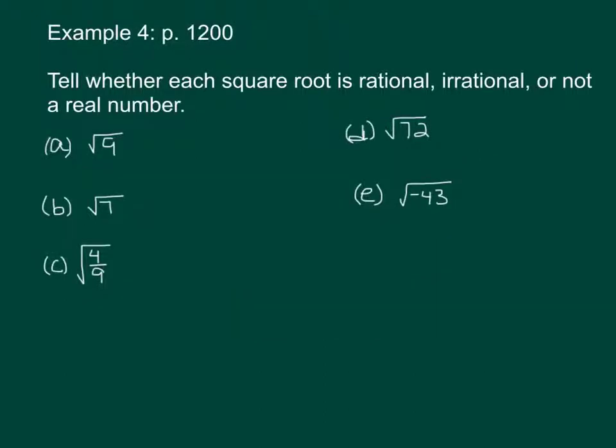Example 4, tell whether each square root is rational, irrational, or not a real number. So A, the square root of 9. Well, the square root of 9 is 3, which is rational. Remember, a rational number is anything you can write as a fraction. So if it comes out to a whole number 3, I can write it as 3 over 1. B, the square root of 7, it's not a perfect square, so it's not going to reduce to a whole number. So that one's going to be irrational.